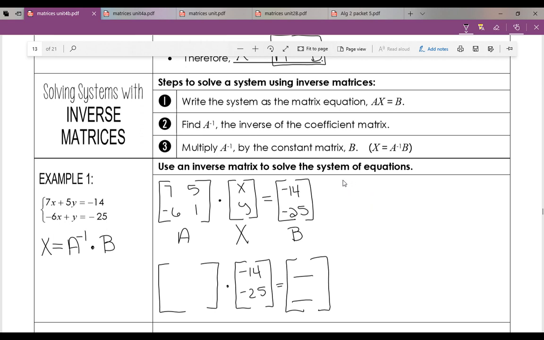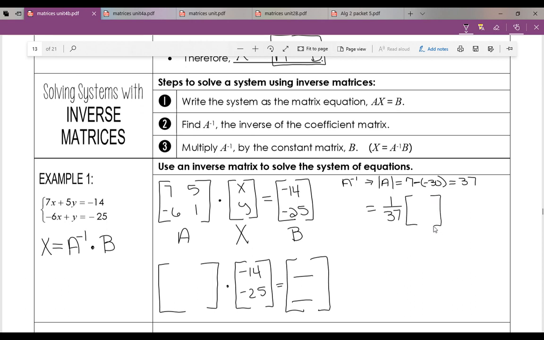So the first thing we're going to do when we find the inverse, you have to find the value of the determinant first, because if the value of the determinant is 0, you have no inverse. So always do that part first. So 7 times 1 is 7, minus 5 times -6, which is -30. That gives us 37. So we can keep going. So that gives me 1/37.